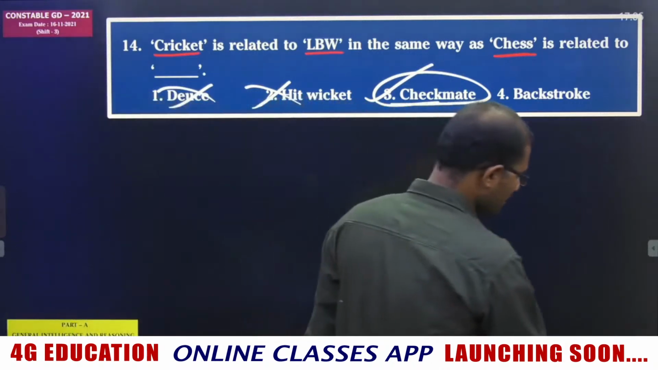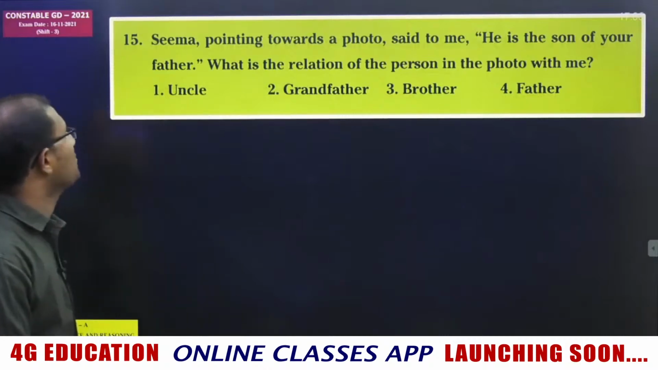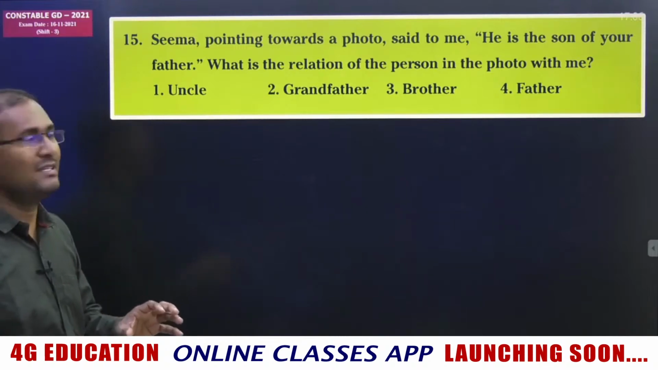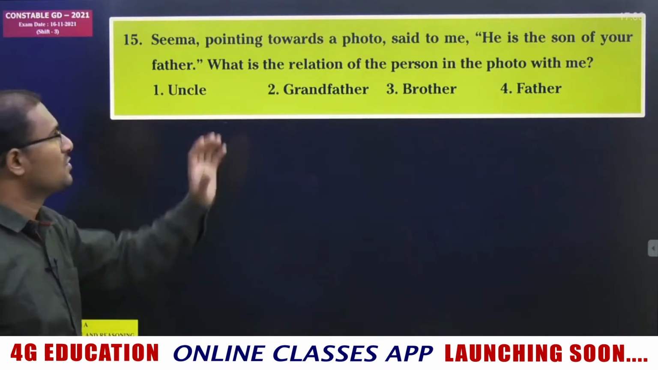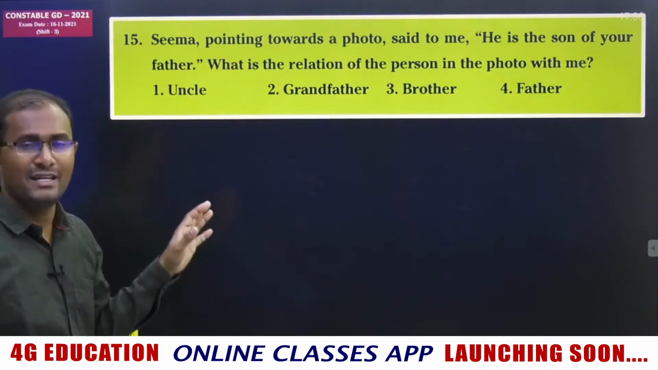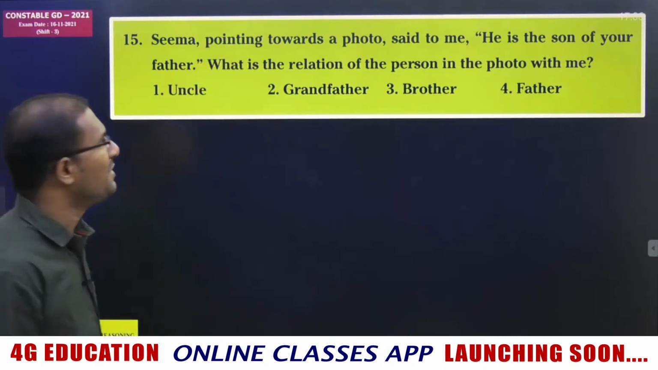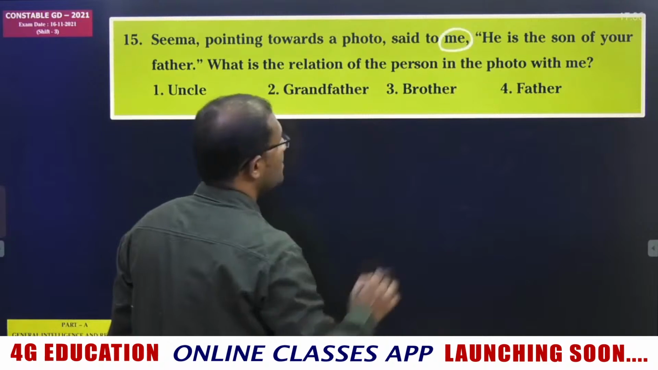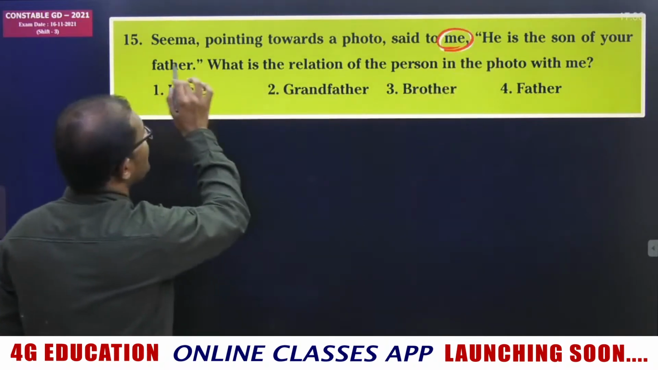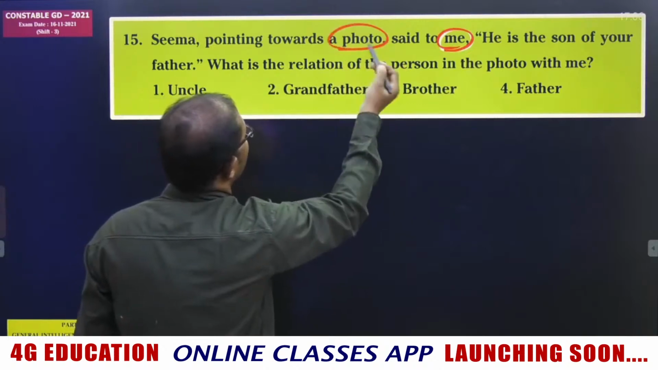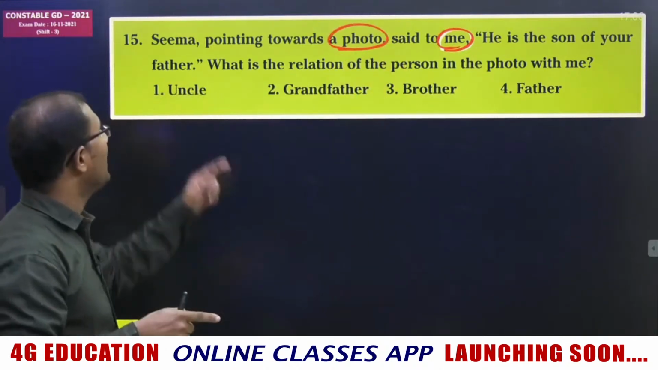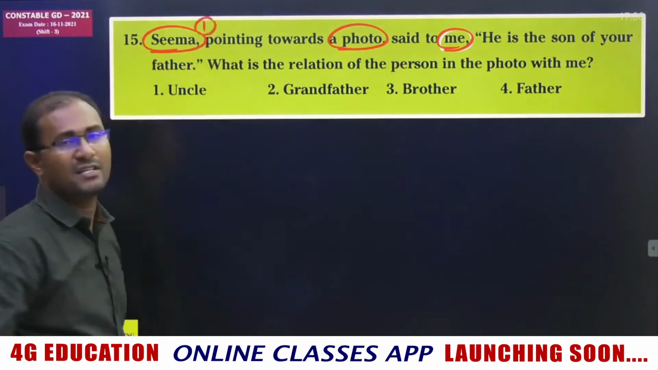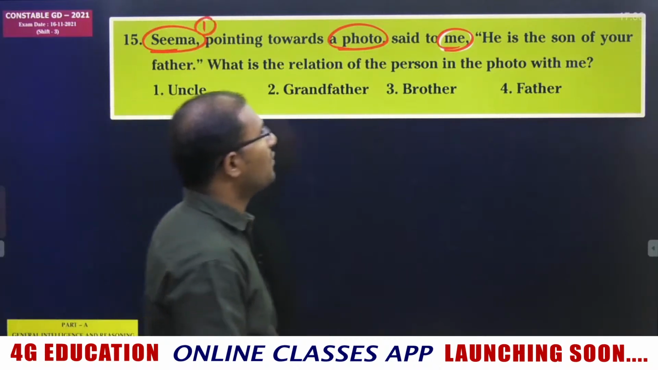Now let us move on to the next question. 15th question. Seema, pointing towards a photo, said to me. Said to me means there is one person, about whom they haven't given any hint, but it is said 'me'. Let us suppose me is a person. Seema is pointing towards a photo and said, so Seema is the speaker.